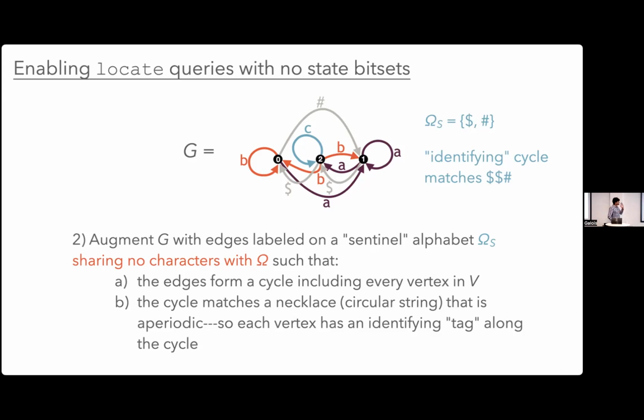What we're doing is assigning a distinct identity to each vertex of the graph using a tag along the cycle. So for vertex 0, you'll have an identifying tag of hash. You walk away along this, what I'm calling the identifying cycle, and you get that hash. It's the only vertex from which you walk away on a hash-labeled edge. Then for vertex 2, it would be $#, and for vertex 1, it would be $$. So each vertex has a distinct tag along this identifying cycle.